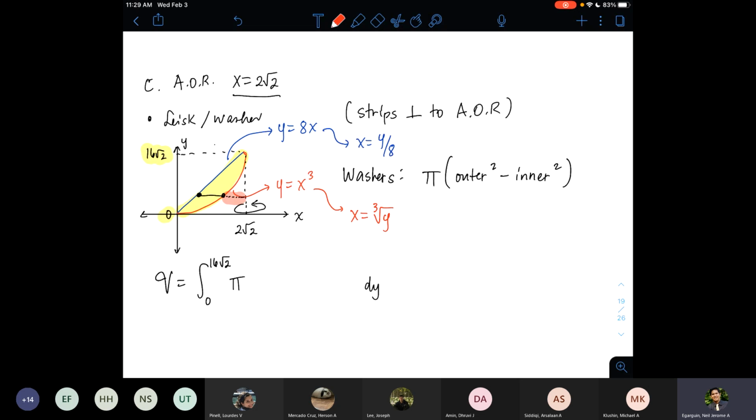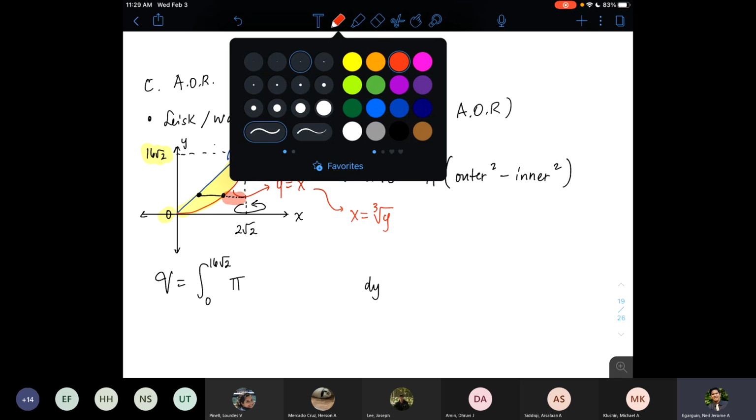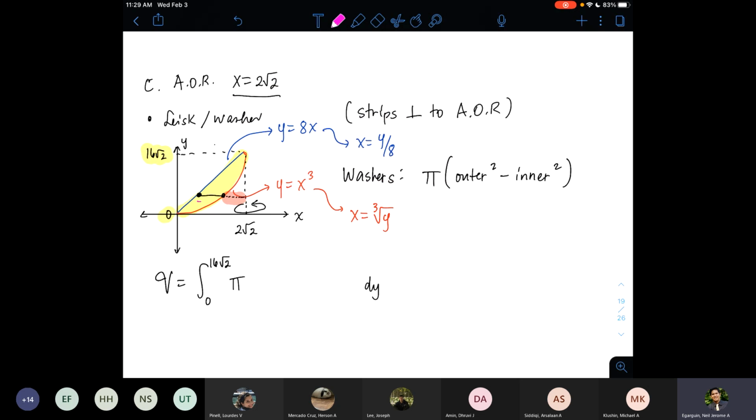Now, what is the outer radius? The outer radius is the total length of the horizontal strip that I drew. In this particular case, the outer radius will be this long. It's the length of the entire horizontal strip that I drew. So can anybody guess what's the length of that outer radius? That is measured from the AOR towards the endpoint of the region.